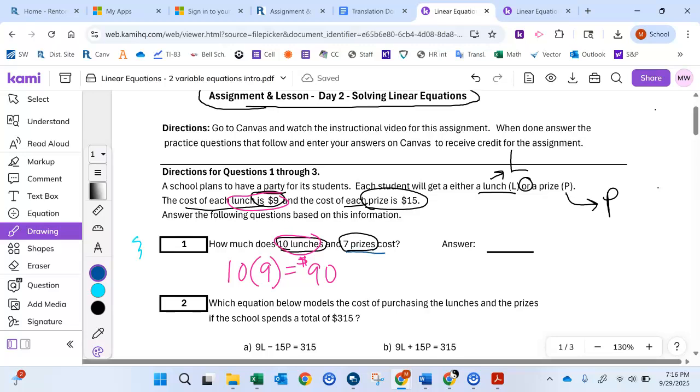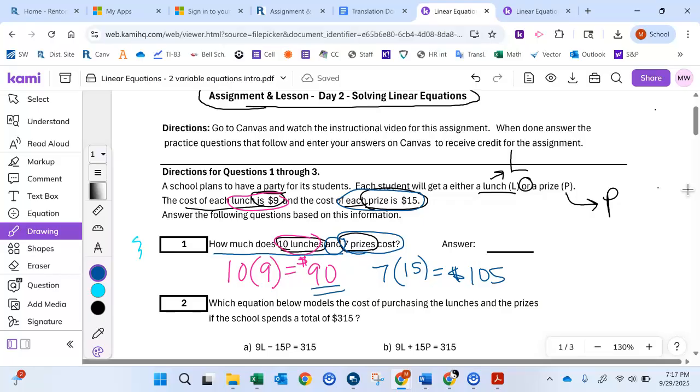Okay, good. So now I'm going to come over here. How about the prizes? How much are they going to cost? Well, there's 7 of them, right? So I'm going to go 7 times. Each prize is 15, okay? So if I take my calculator, that would be 70 plus 35, that would be $105, okay?